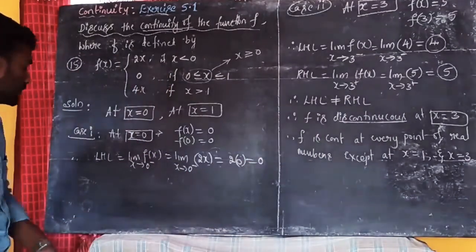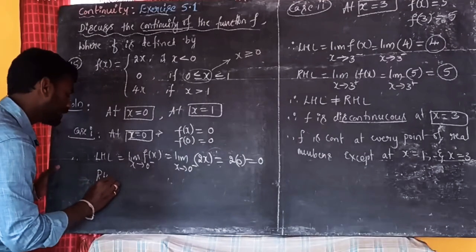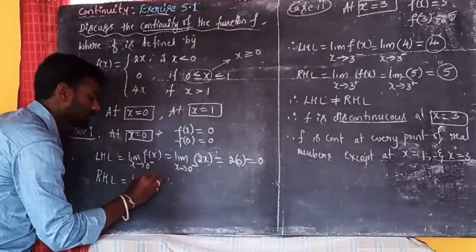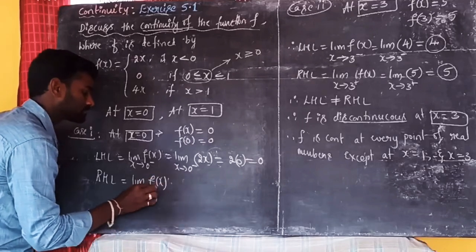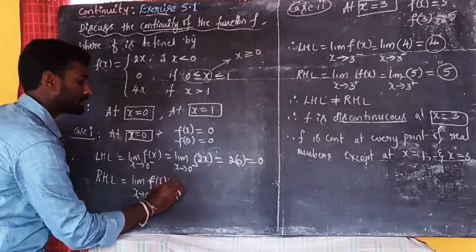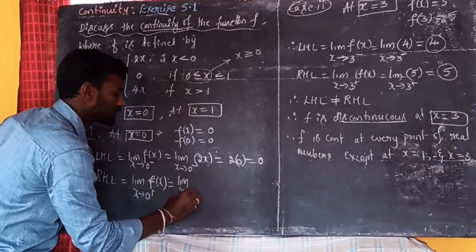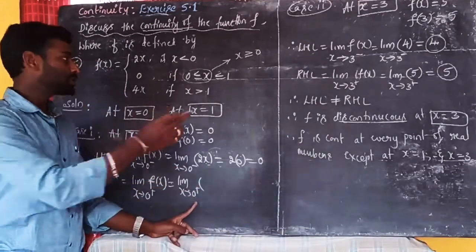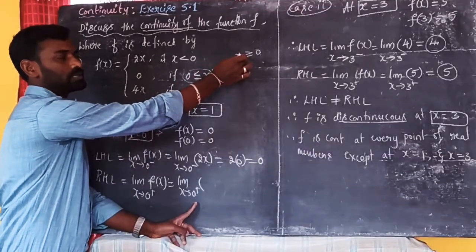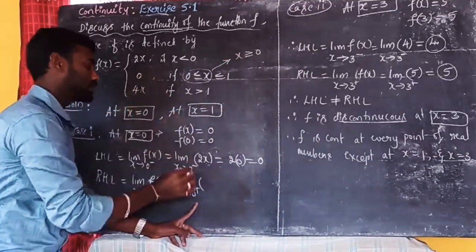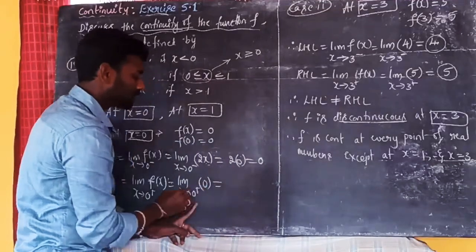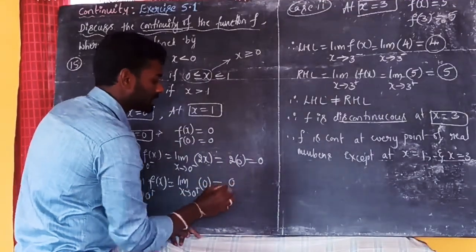Next, the right hand limit. RHL is equal to the limit as x tends to 0 plus of f of x. 0 plus means the function for x greater than 0. The function which is greater than 0 is 0. So if you apply the limit, you will get 0.